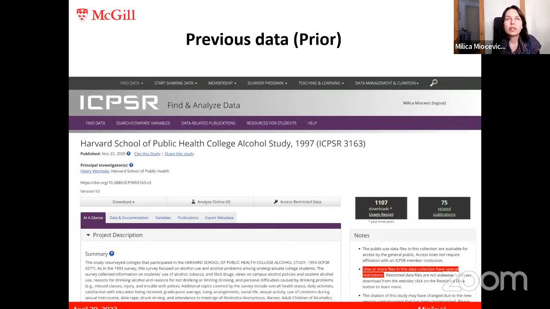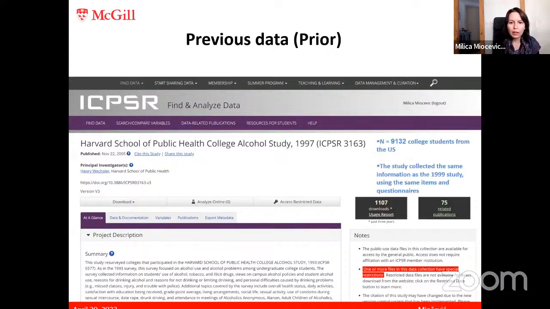Now in this case, there's a really straightforward source of prior information I could use to base my informative priors on. So as I mentioned, this Harvard School of Public Health alcohol study was conducted in 2 previous years, in 1997 and 1993. All of those years have data that are publicly available online, so I could just as easily download those data sets, create informative priors, and use them in my Bayesian analysis. So had I used the 1997 data, I would have ended up with over 9,000 college students. And the studies were designed exactly the same way. So I could have used the 1997 data as prior for 1999 data.